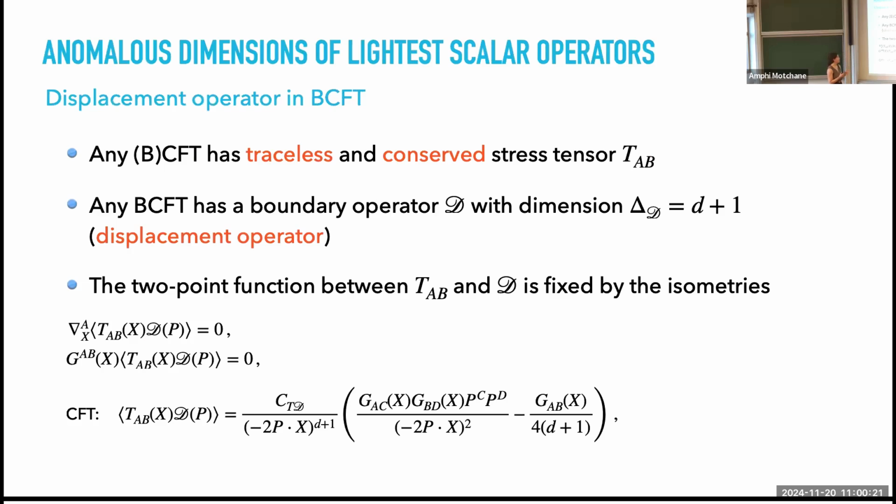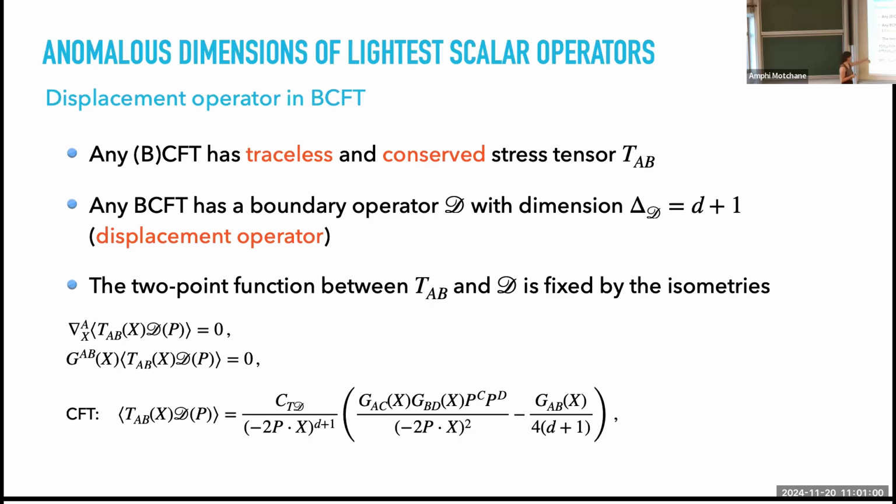So let me start from the first computation, the anomalous dimension of the lightest scalar operators. This is based on a BCFT argument, which is the following. A CFT has a traceless and conserved stress tensor. A BCFT, a theory which is a CFT in the bulk, but in a space with a boundary, has also a protected operator at the boundary, which is the displacement operator. And this operator has protected dimension equal to d+1.